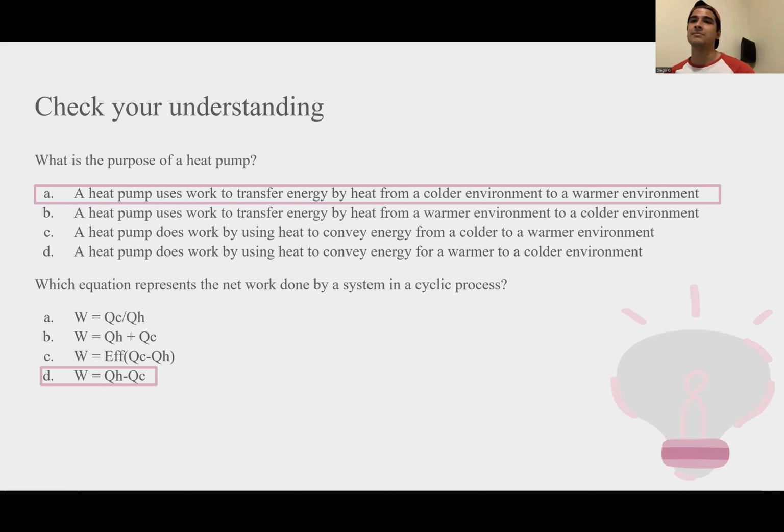And then the equation that represents the net work done by a system in a cyclic process, we just went over this. Your work is going to be your heat transferred out of the hot reservoir, subtract the heat transfer into the cold reservoir. The remainder is just going to be the total amount of work that happened throughout that whole heat pump process.